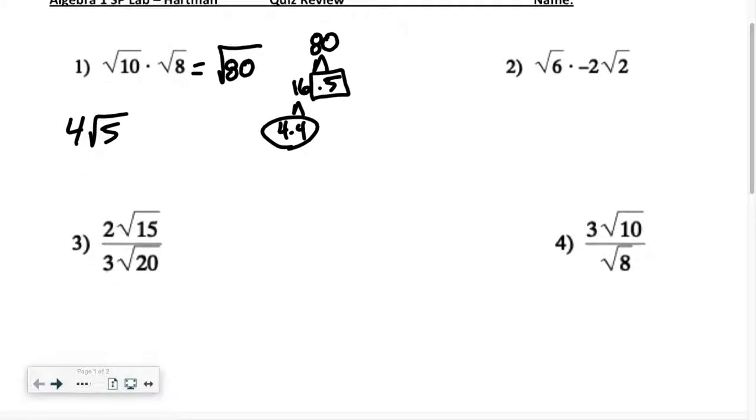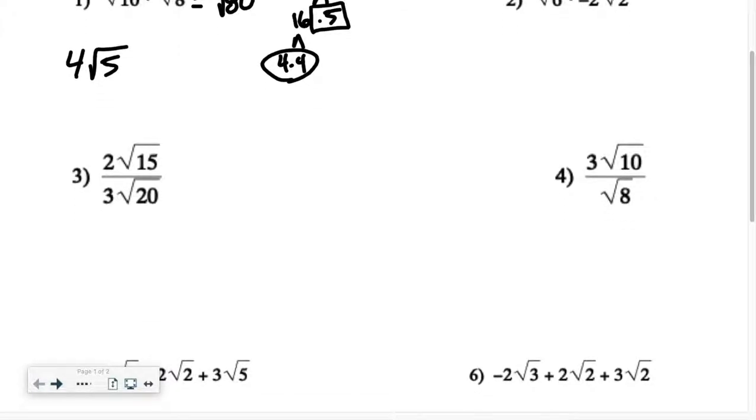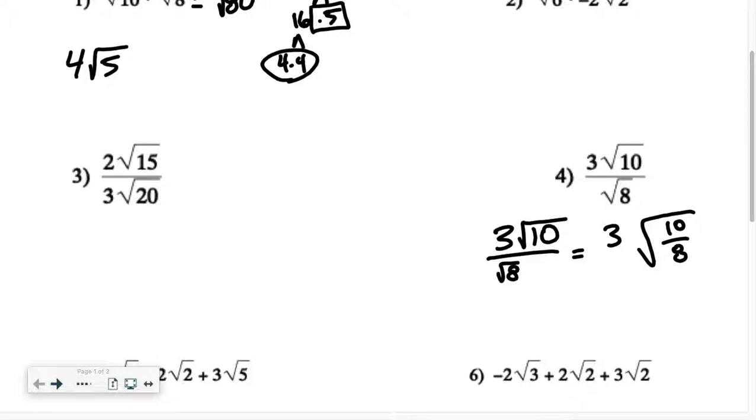Okay. Let's do one of the divisions as well. I think it might be useful to do number 4. So here we've got 3 radical 10 divided by radical 8. All right. What I would do on this problem, I know radical 8, it's not a perfect square, so it's not going to simplify itself. So what if we thought of the 10 and 8, we put them under the same radical, which we can do. And so then we could reduce this fraction.